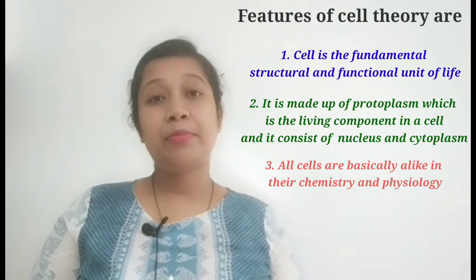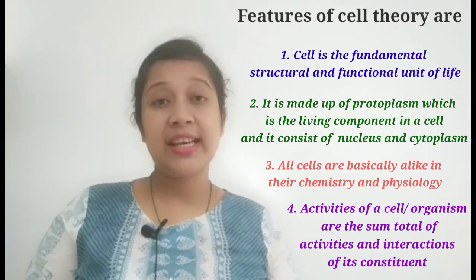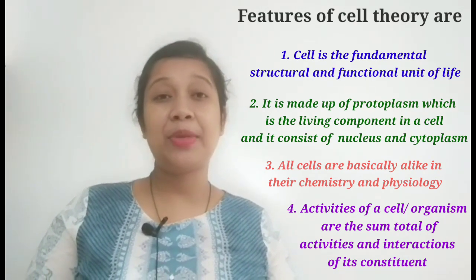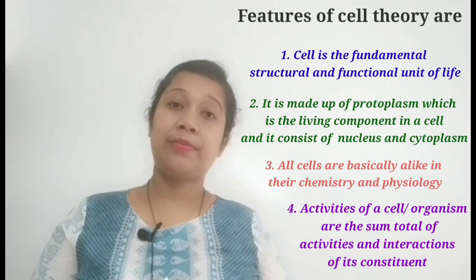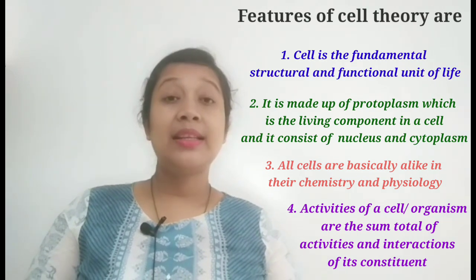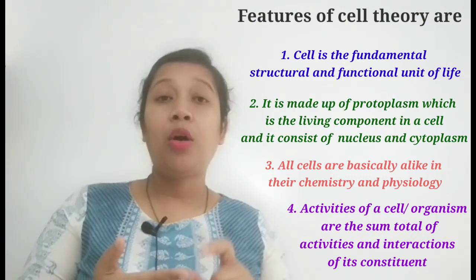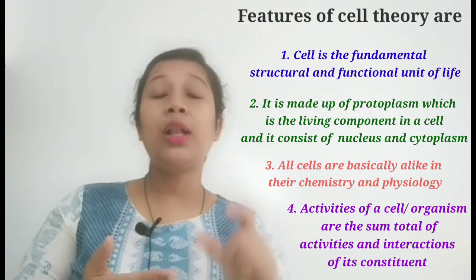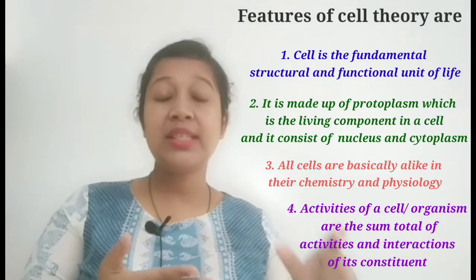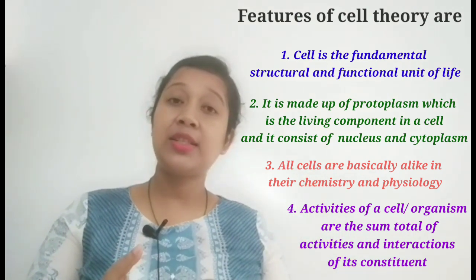And the fourth statement is that the functions of a cell are the sum total of all the activities and interactions that take place inside a cell. Now what does this statement mean? The function that a cell will do depends on the sum total of all the activities that take place inside the cell. That means it will take place inside the protoplasm. Now what does this protoplasm comprise?